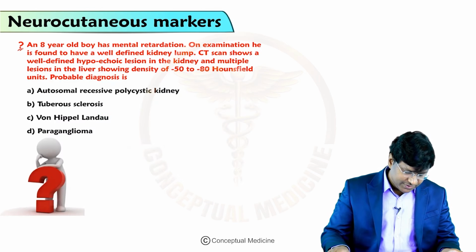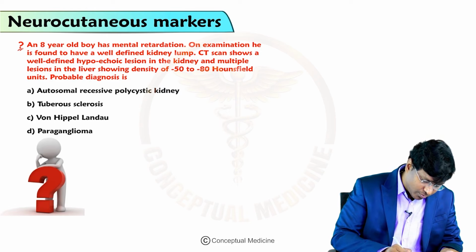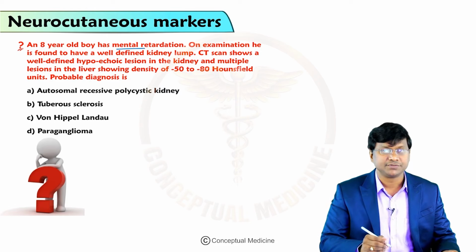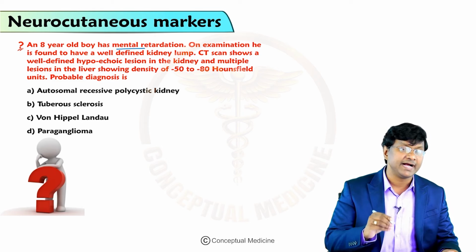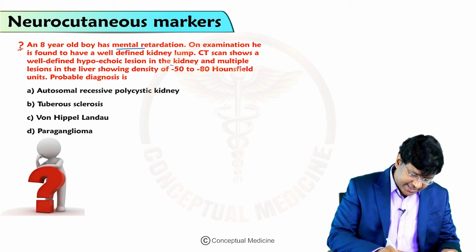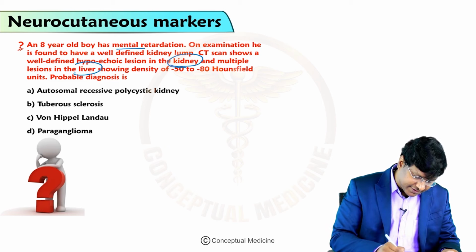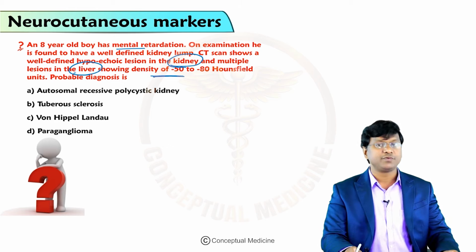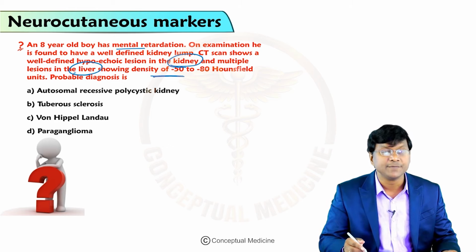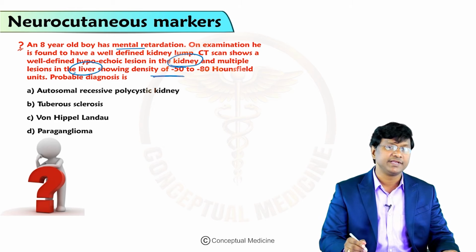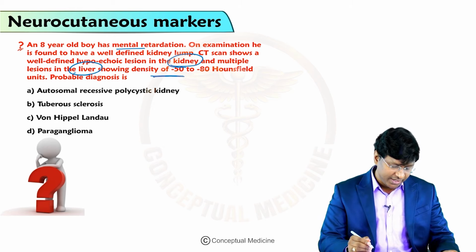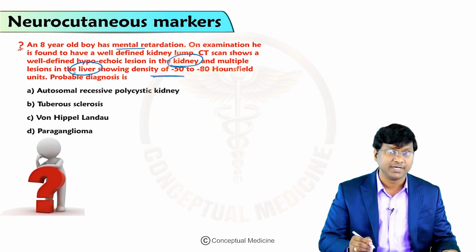Next, now you see this question. An 8-year-old boy has mental retardation. On examination, he is found to have a well-defined kidney lump. CT scan shows a well-defined hypoechoic lesion in the kidney and multiple lesions in the liver showing density of -50 to -80 Hounsfield units. What is the probable diagnosis? Autosomal recessive polycystic kidney disease, tuberous sclerosis, von Hippel-Lindau syndrome, paraganglioma.